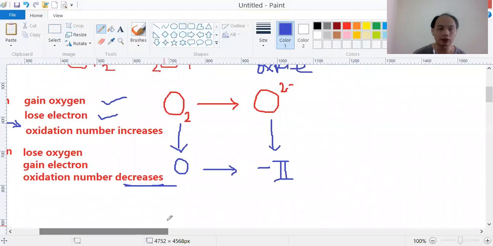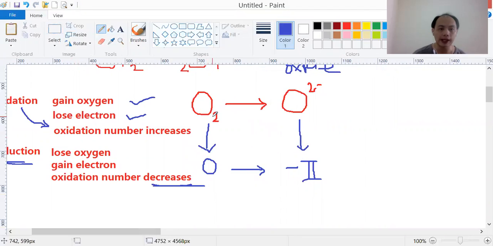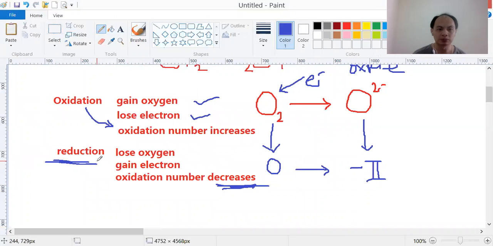So for example, oxygen gas becomes oxide. Oxygen in element form has an oxidation state of zero. When oxygen becomes oxide, why? Because it receives electrons, and then it becomes 2 minus. So from 0 to minus 2, the oxidation number decreases. So it is a reduction.